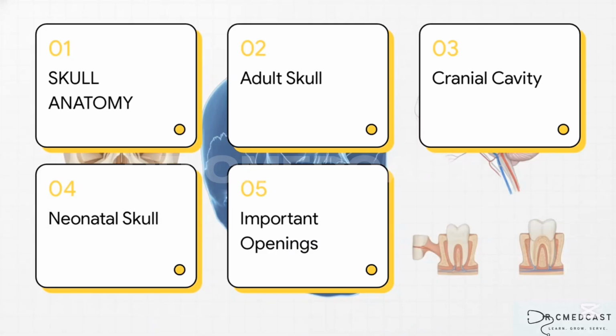All right, so here's our game plan. We'll start with the foundational anatomy, the basics. Then we'll take a really detailed tour of the adult skull. From there, we'll venture inside to the cranial cavity. And then we'll compare all of that to the amazing neonatal skull. We'll finish up by exploring the critical openings that connect our brain to the rest of the body. Okay, let's dive right in.